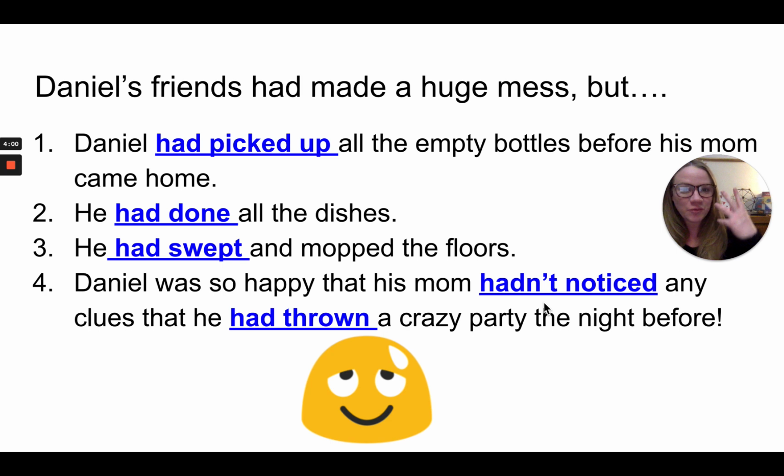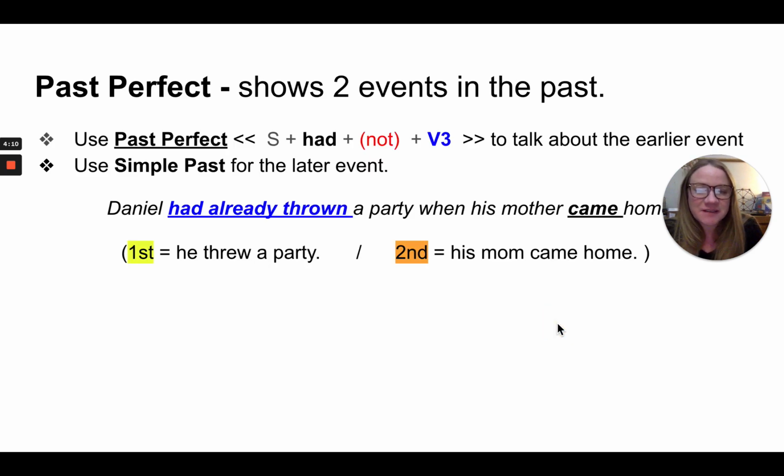Okay, so hopefully you've thought about this a little bit. Again, you can pause the video if you want more thinking time. I'm going to give you the answers now. So the verb tense that we've seen in blue is called the past perfect. And the past perfect shows two events that happened in the past, right? That's why we call it past perfect.